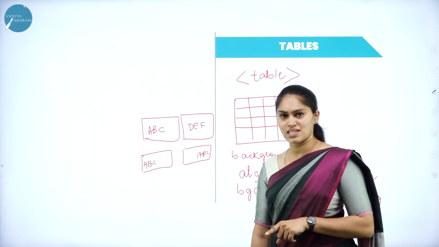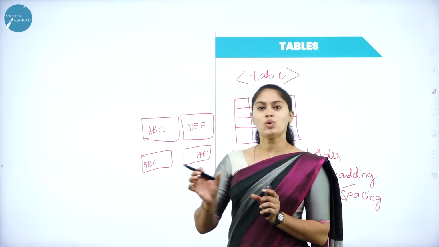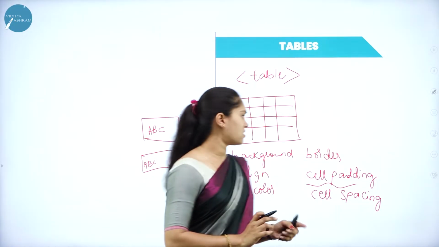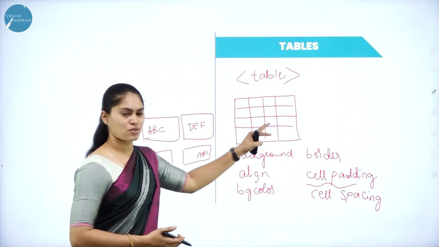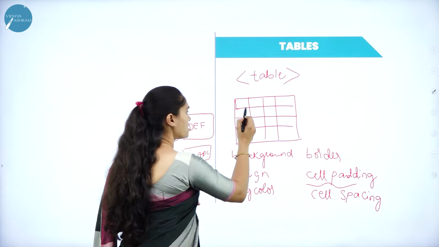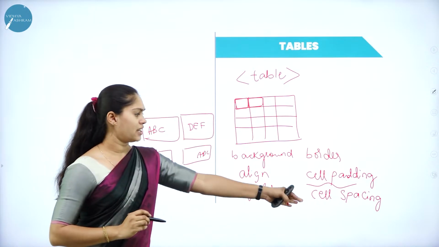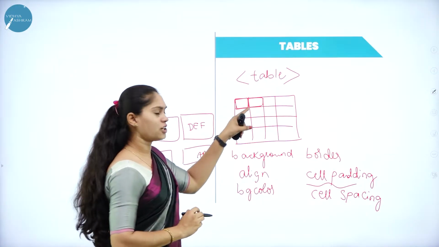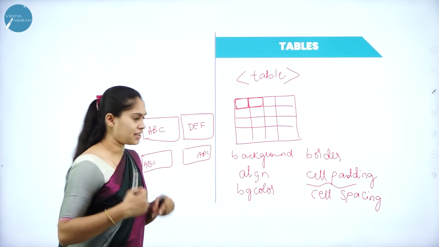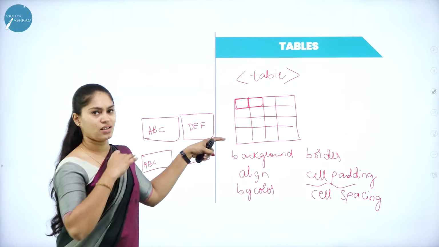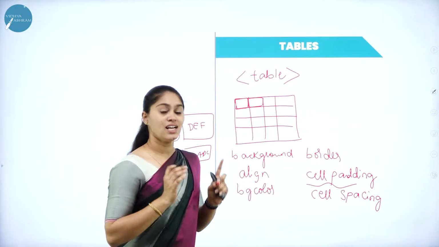And we have cell spacing. That means the space I want from one cell to another cell in a table. If you consider this table, we have 4 into 4, 16 cells. I have to specify what the space must be between one cell and another. That is what we call cell spacing. And if I want to write any content within a cell, I have to mention what space must be there between the text and the cell border. That is the difference between cell padding and cell spacing.